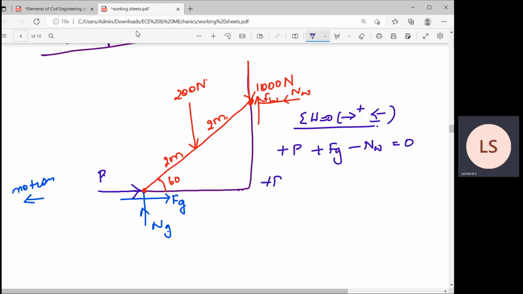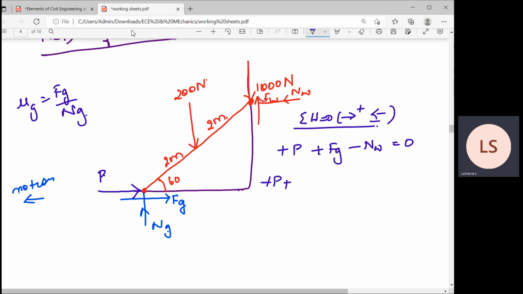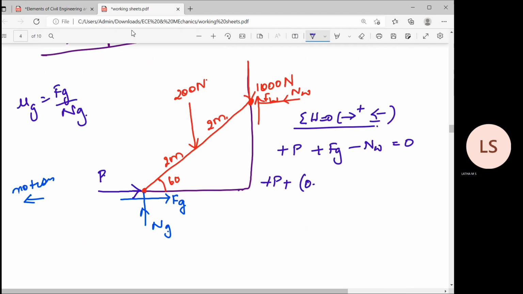So plus P, Fg, I can write it as mu G is equal to Fg by Ng. So mu G is how much? Mu G is 0.35. So 0.35 into Ng minus Nw is equal to 0. Okay, so I call this equation 1.